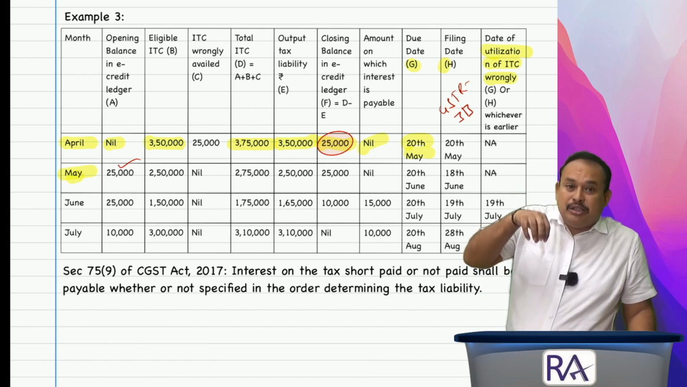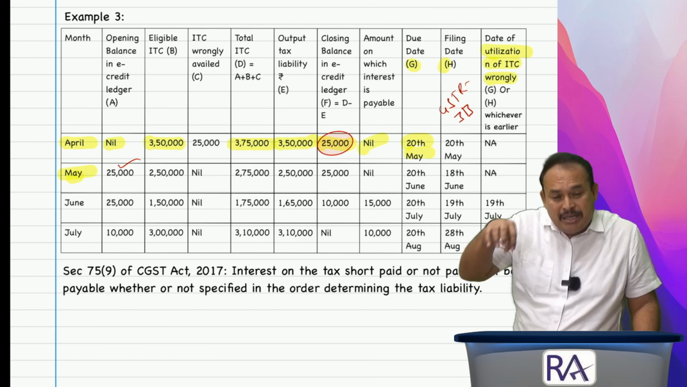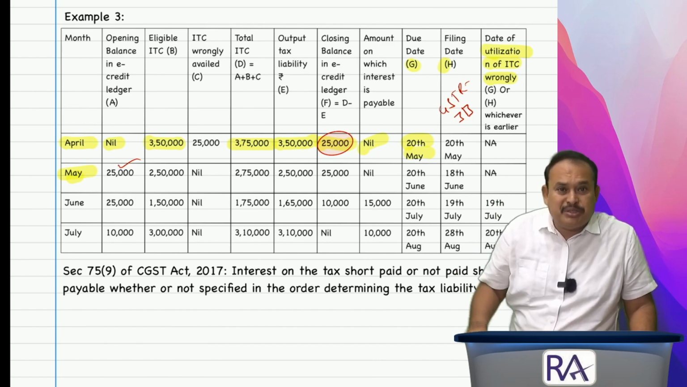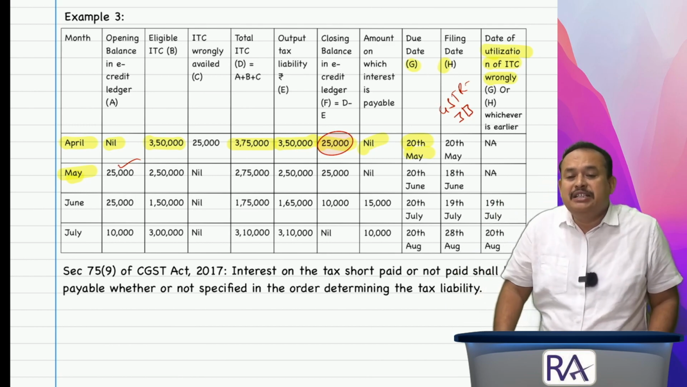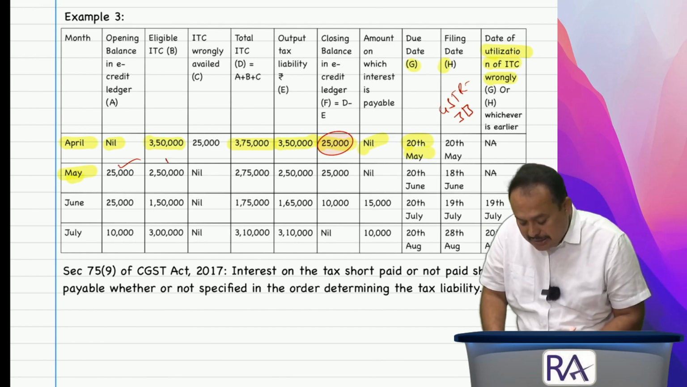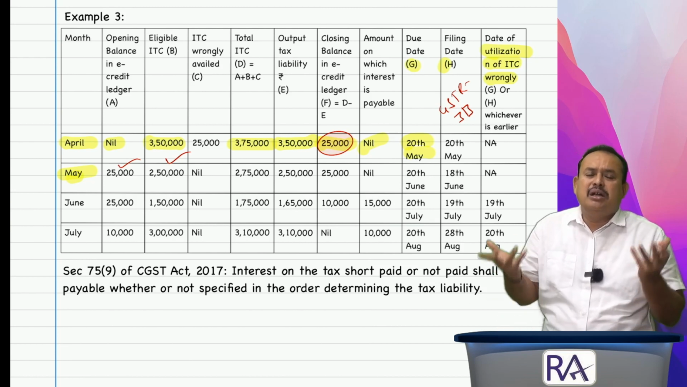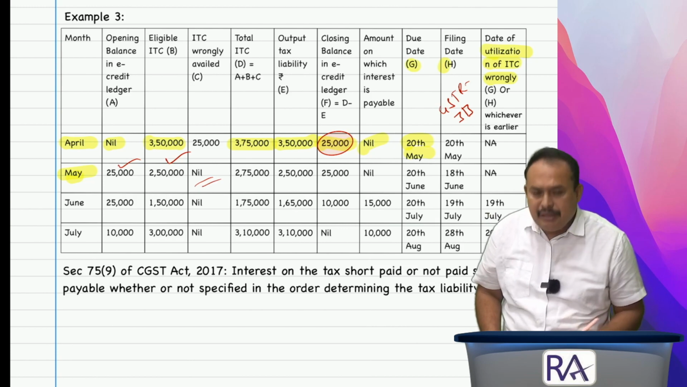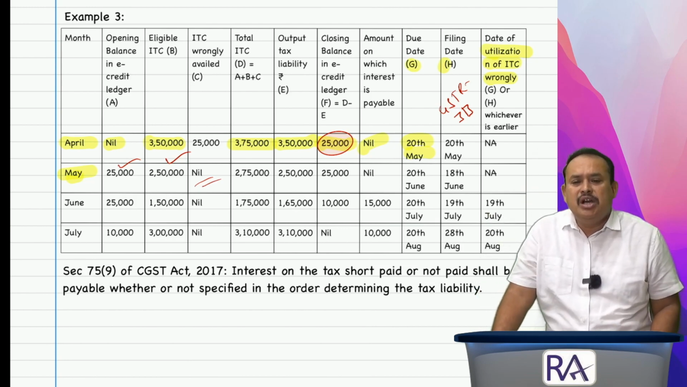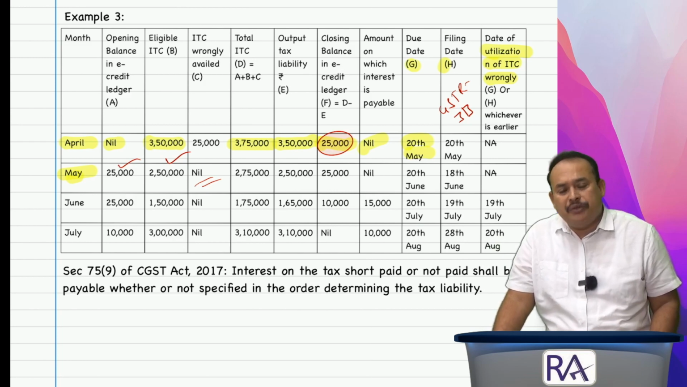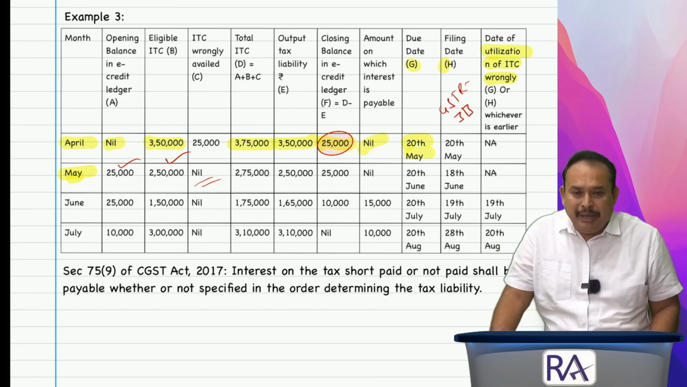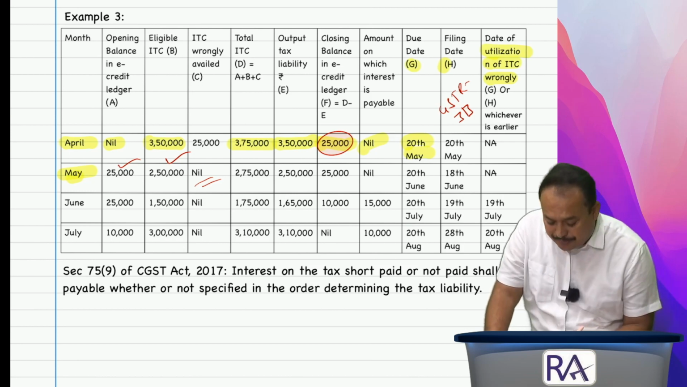During the May month, I made some purchases or received input services where I am eligible to avail input tax credit. Eligible input tax credit is 2,50,000. ITC wrongly availed in the month of May: nothing has been wrongly availed. Total credit for the month of May: opening balance 25,000 plus purchases during May on which eligible credit is 2,50,000. Total 2,75,000.